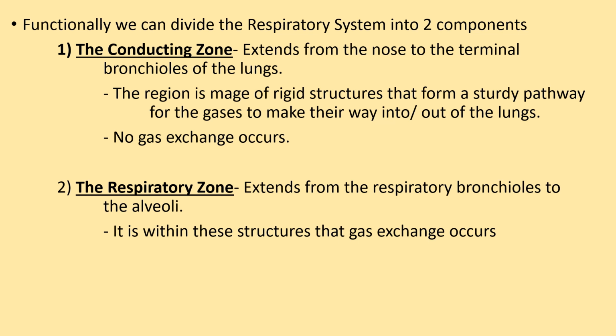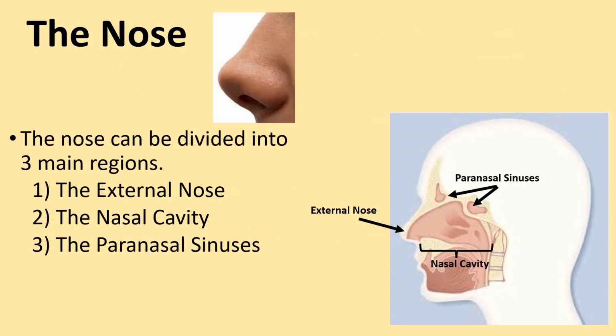Our respiratory zone, that's going to go from our respiratory bronchioles down into the alveoli, and this is where gas exchange actually occurs. So conducting zone is all about moving air. Respiratory zone is gas exchange. So let's know where they run. That's probably the main thing here. Conducting from the nose to the terminal bronchioles, the respiratory zone from our respiratory bronchioles down to the alveoli.